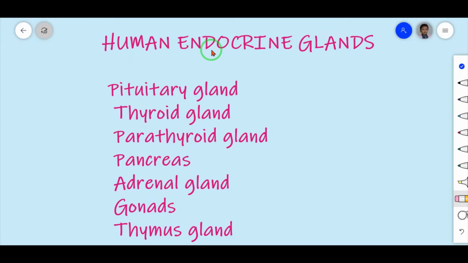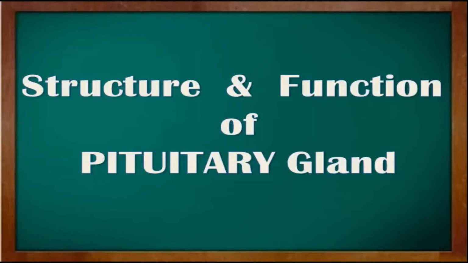There are 7 endocrine glands present in our body. They are the pituitary gland, thyroid gland, parathyroid gland, pancreas, adrenal gland, gonads and thymus gland. So let's see the glands one by one. Structure and function of the pituitary gland.